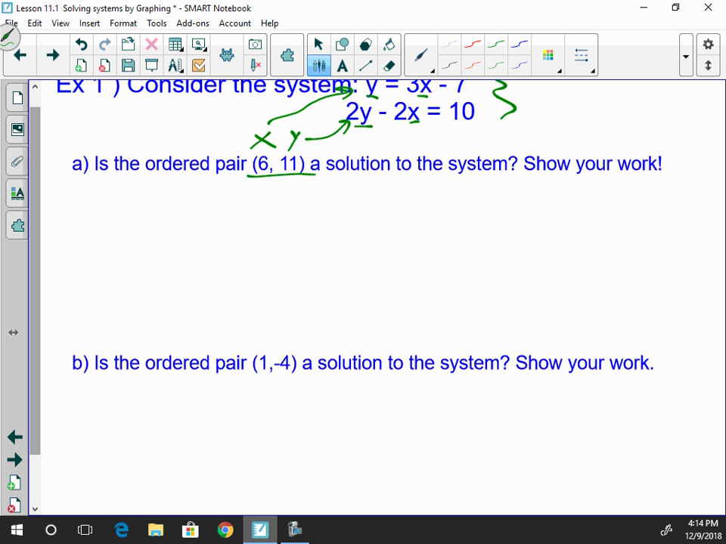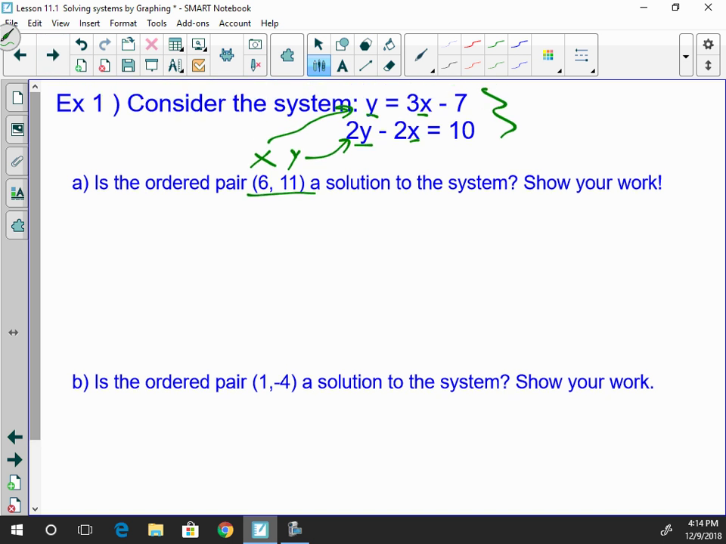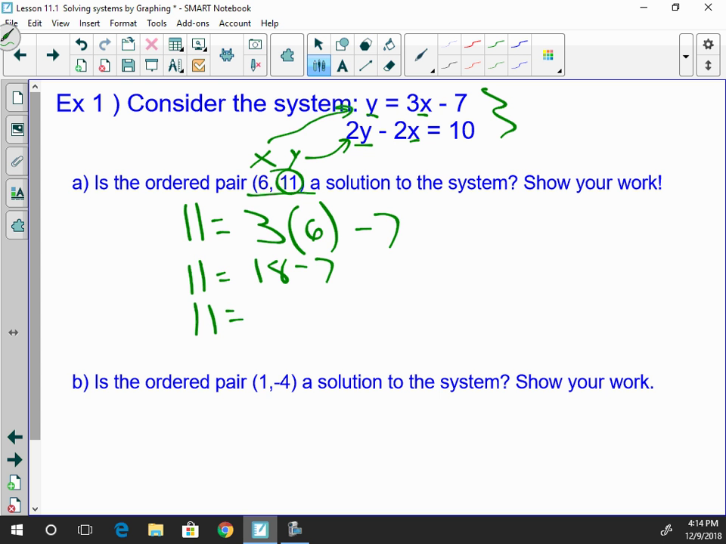So let's take a look. In the top equation, my y value is going to be 6, and that will then be equal to 3 times, and now my x value is, oops, my bad, switch that up. My y value, sorry about that, is 11. So I'll start over. Y is 11, which is equal to 3 times my x value, which is 6, minus 7. And now I just have to see if this is true. I get 11 is equal to 3 times 6 is 18. And then 11 is equal to 18 minus 7 is 11.